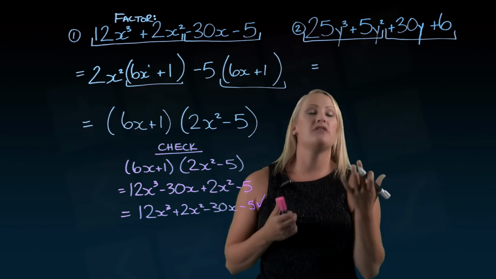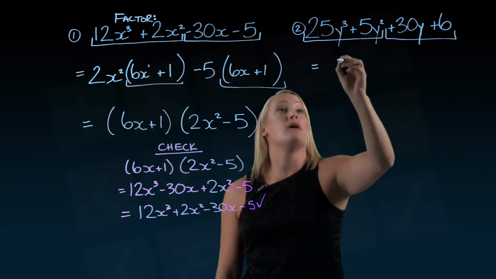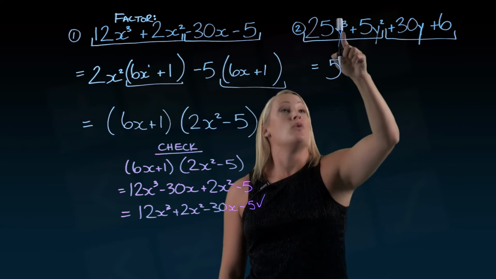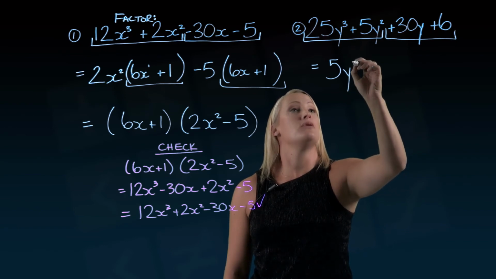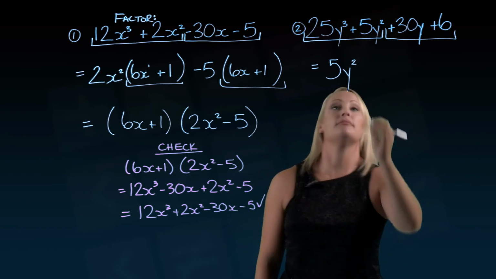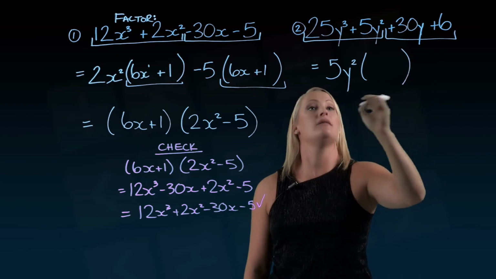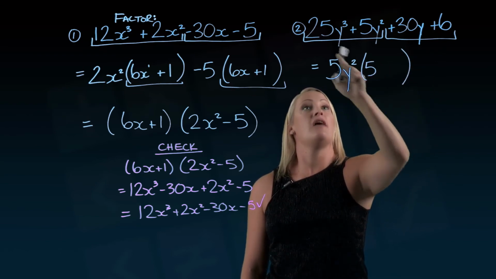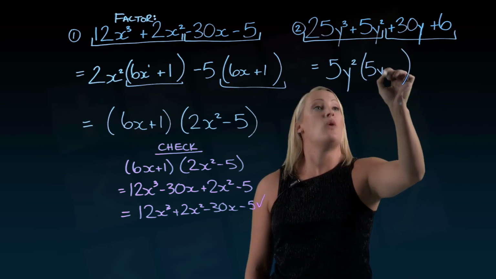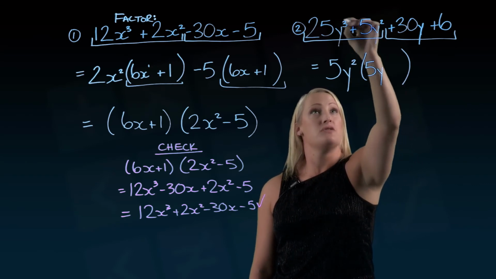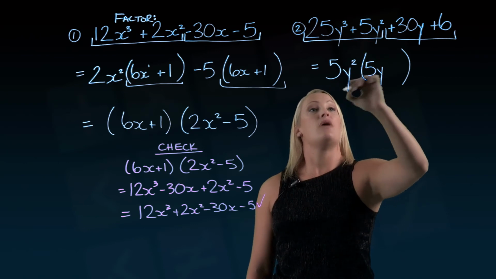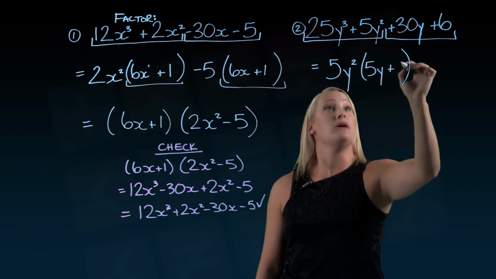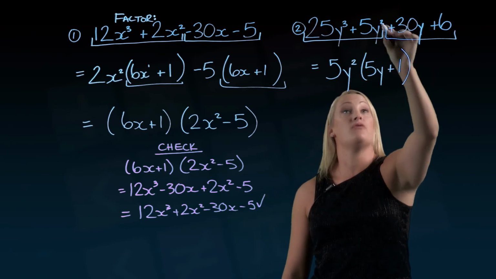25 and 5. The biggest number that goes evenly into those two numbers is 5, and y to the power of 3 and y to the power of 2, the greatest common factor between those is y squared. Now let's figure out what should be in this bracket. 5 times 5 would give me 25, and y squared times y to the power of 1 is my y to the power of 3. And 5y squared, well, that would just be times 1 would give me 5y squared.